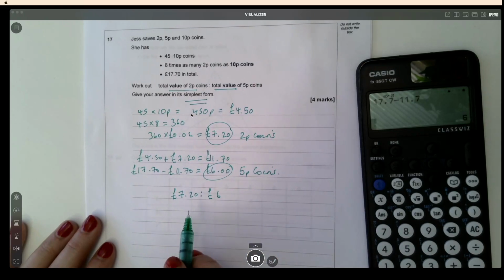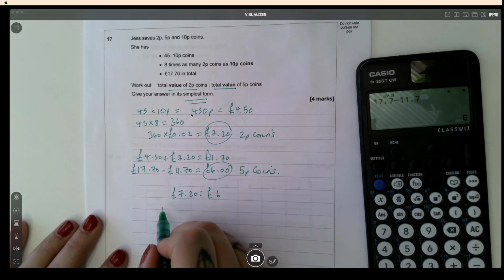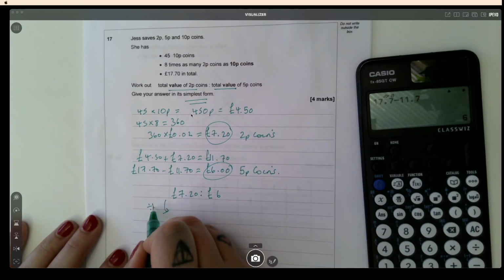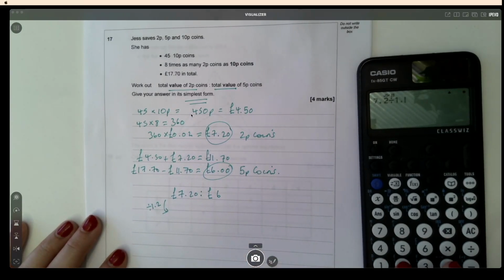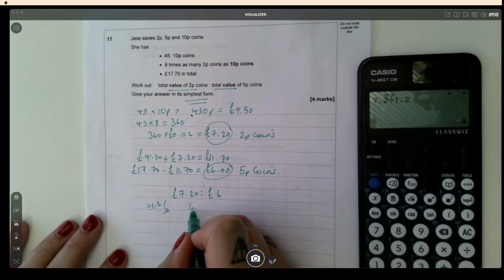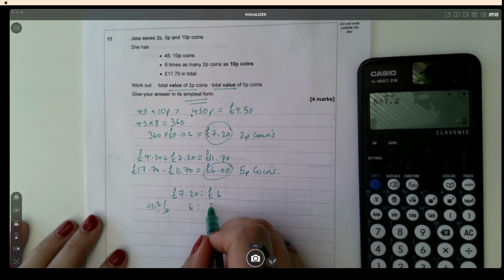And then we need to give our answer in its simplest form. Ideally, we don't want decimals in a ratio, unless we're writing it in a different form. We don't want decimals in this ratio. So what I'm going to do is divide by 1.2. So 7.2 divided by 1.2 is 6. And 6 divided by 1.2 is 5.